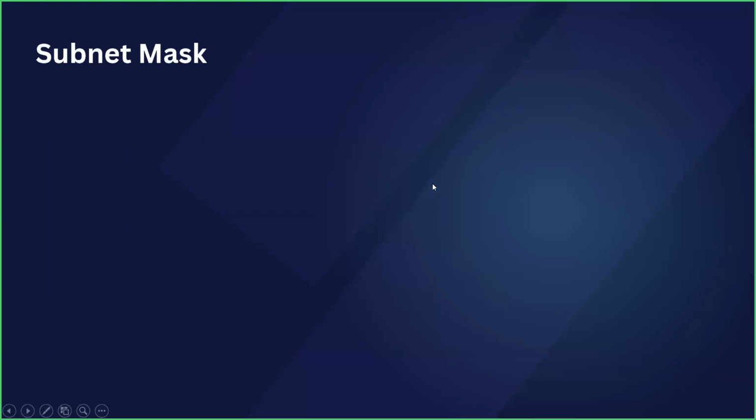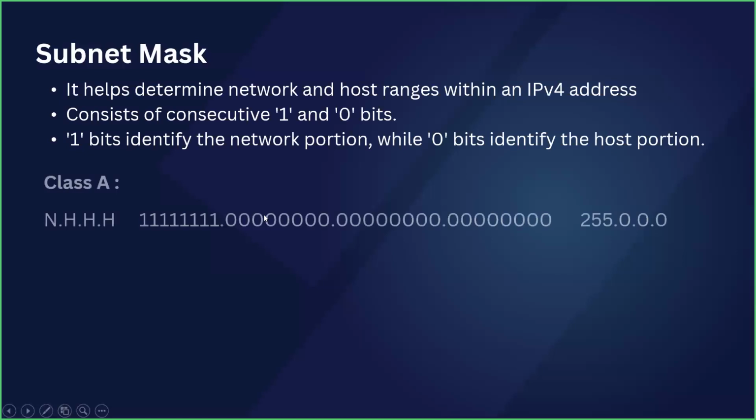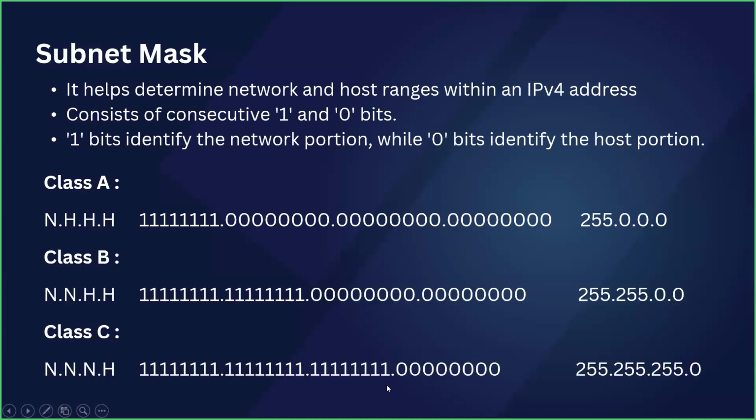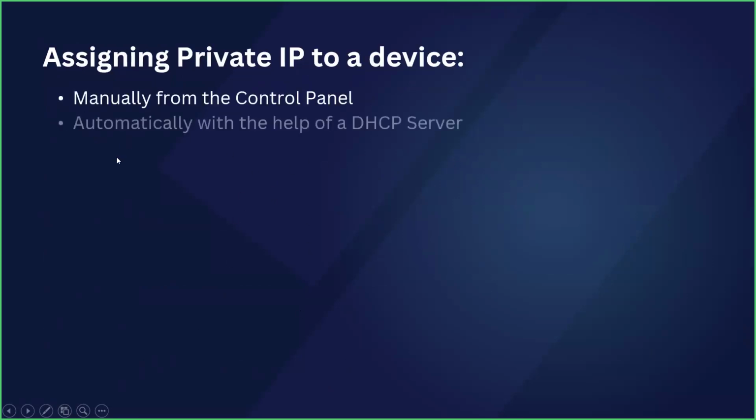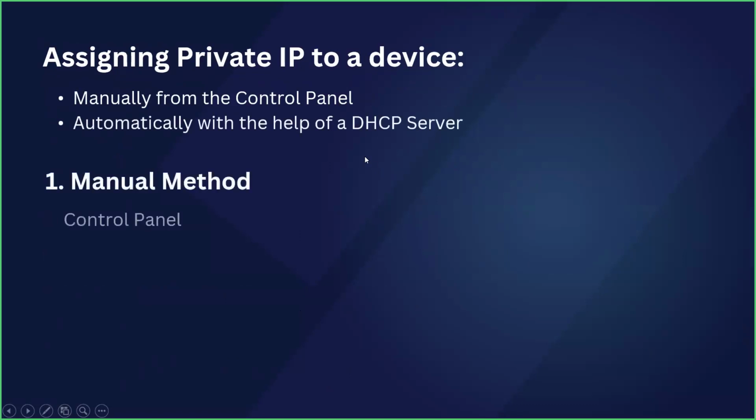Nothing further. A short session to understand what these classes are. So again, we're coming to the end of networking topics, guys. We only have a few more topics left, and we'll cover the rest of them in the next session. So we'll talk about what subnet mask is, what is the relevance of each class's subnet mask, and how do you assign a private IP to each system? What is the manual method to assign it from control panel, or the automatic method with a DHCP server?